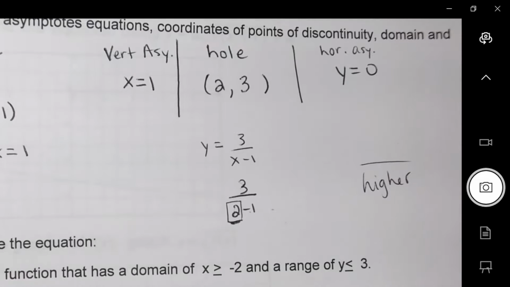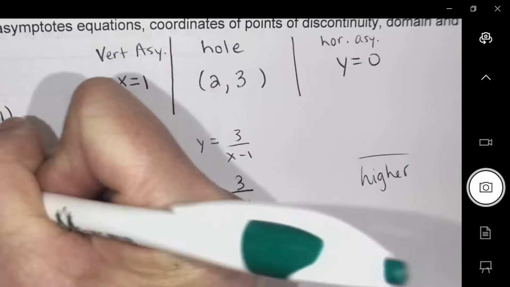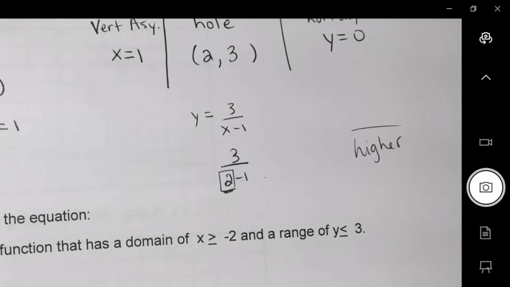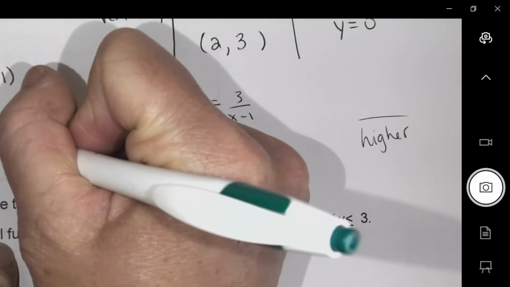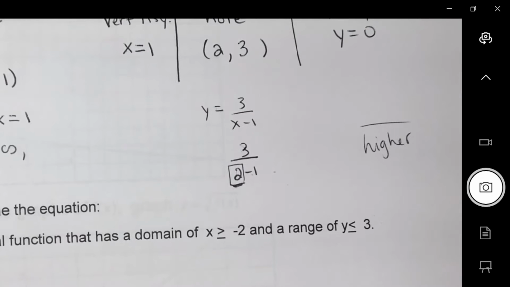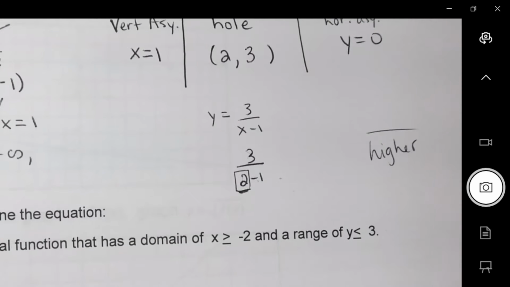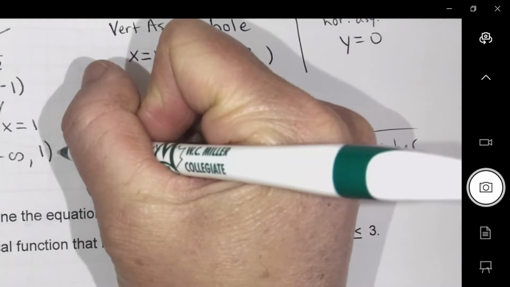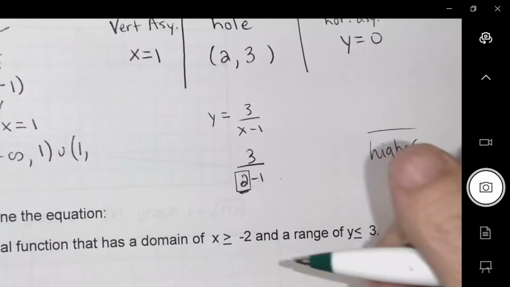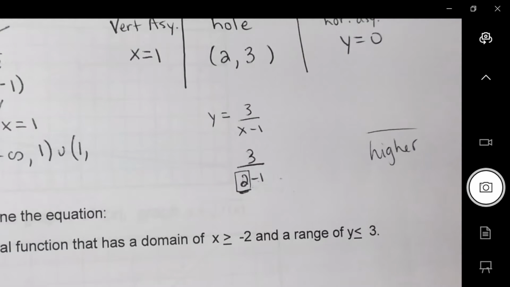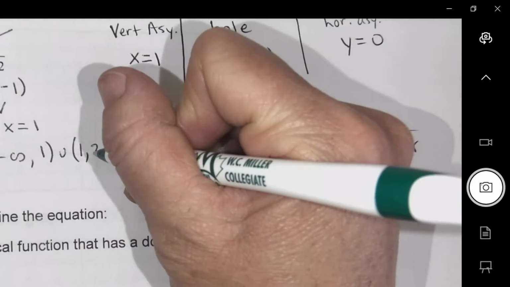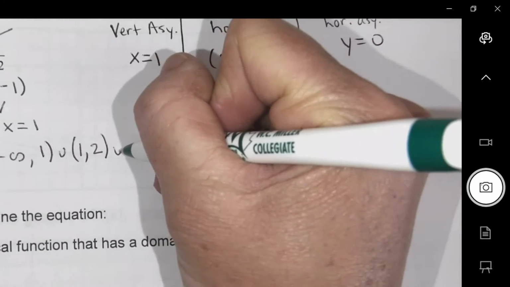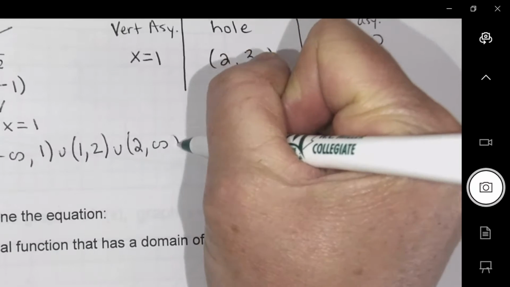Okay, so domain. Let's talk about domain. You can go from negative infinity up to, what's the first x value I need to miss? Where am I going to skip over? What x value first? 1. And then I can go again. I get to keep going from 1 up to 2. And then I have to skip it. And then I can go from 2 to infinity.